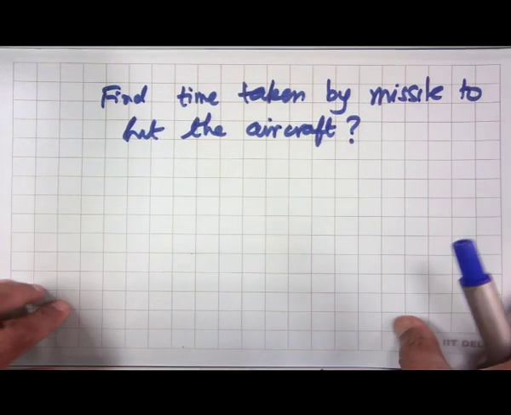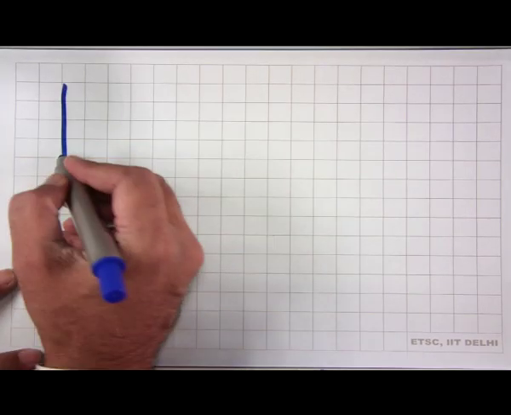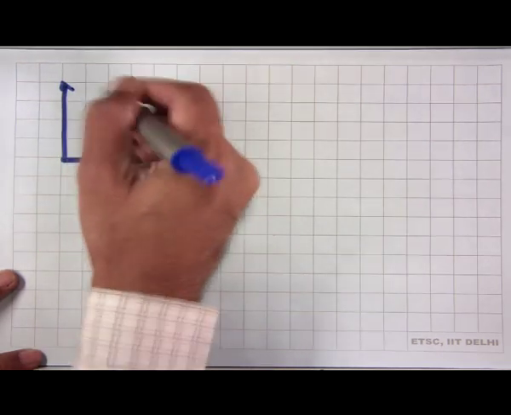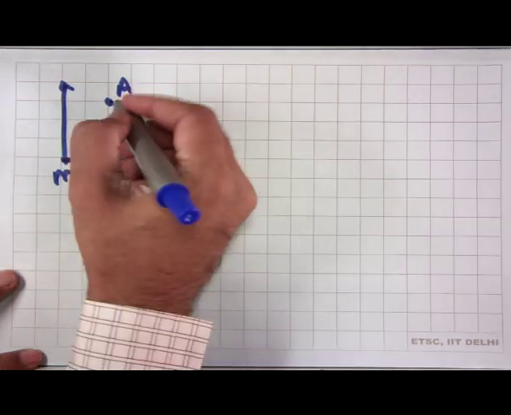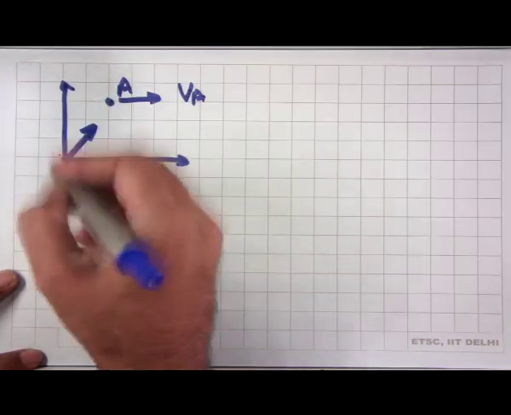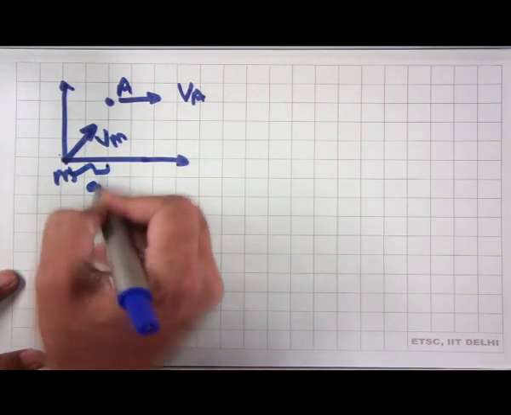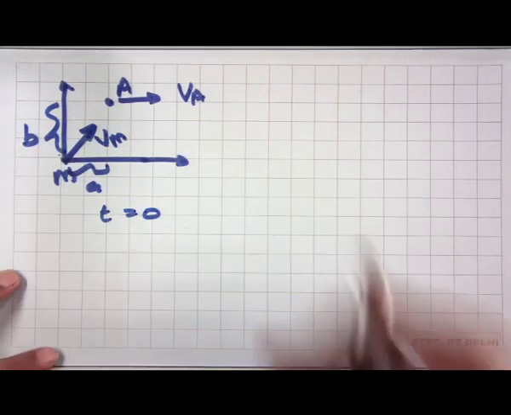So, in a problem like this, let us first draw two pictures. This is the initial picture where the aircraft is at this location, missile is here, and this is travelling with Va. The missile velocity is guided toward the aircraft. So, this is Vm, this distance is A, this distance is B. So, this is the configuration at t is equal to 0.